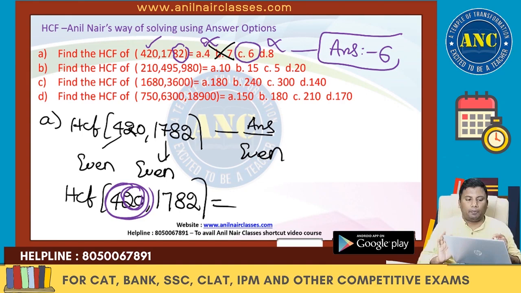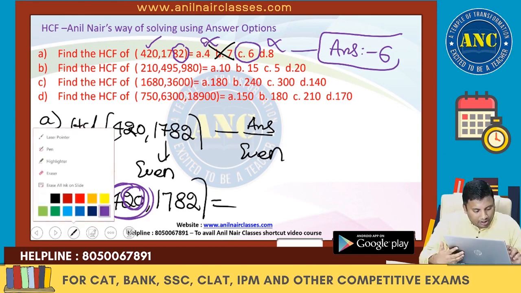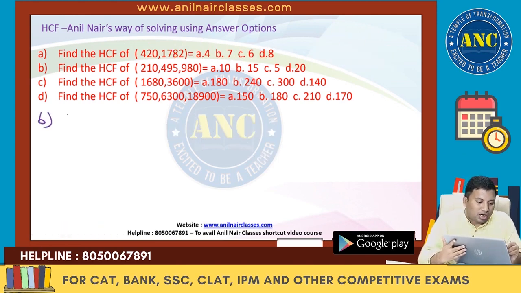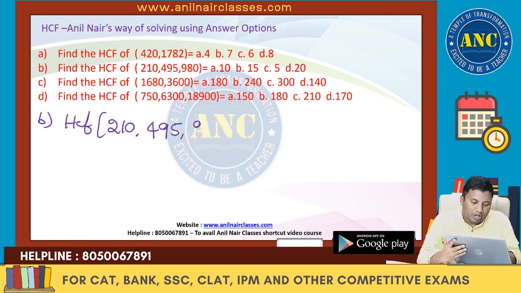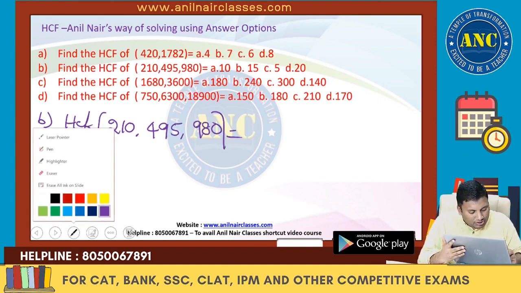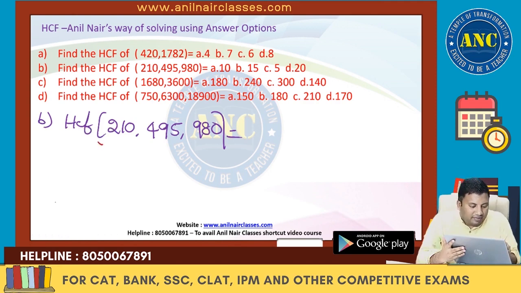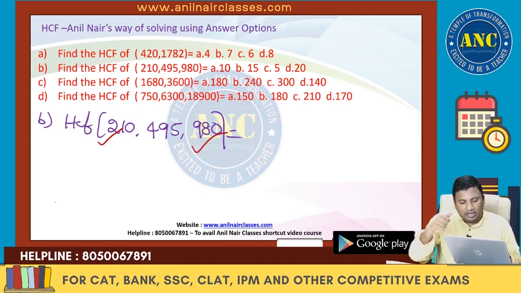First question, I hope it is clear. Listen carefully to every statement which I am saying in my class. Some smart approaches to solve these questions. HCF of 210, comma 495, comma 980. Listen, go by the answer options. This is divisible by 10 because the unit digit is 0.